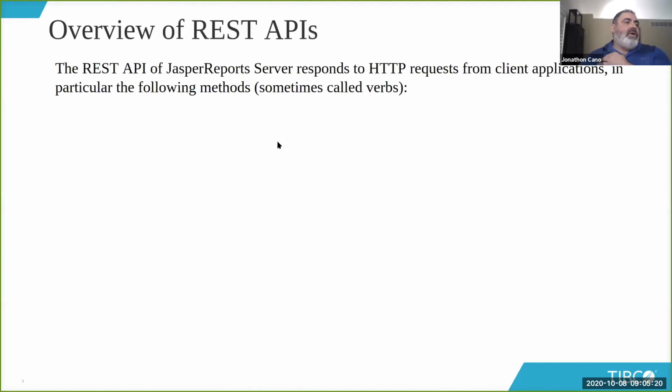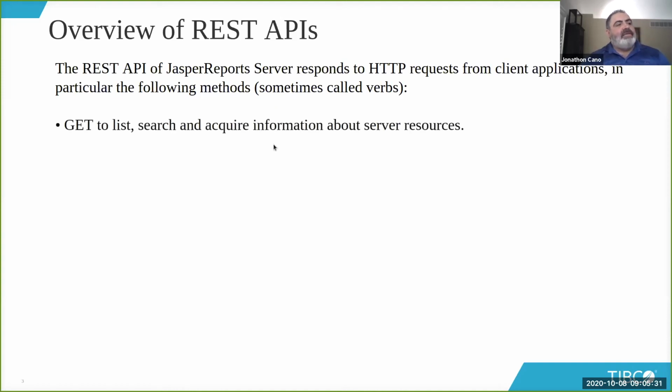Just a general overview, REST APIs are essentially APIs that are accessed via HTTP requests from the client applications. There are particular methods for calling them: GET. Typically when you're doing the GET, that gives you a list or the ability to search or get information from Jaspersoft. Most of the time the structure of what's responded from the GET will be the same structure you can use for puts, posts, and updates to the system.